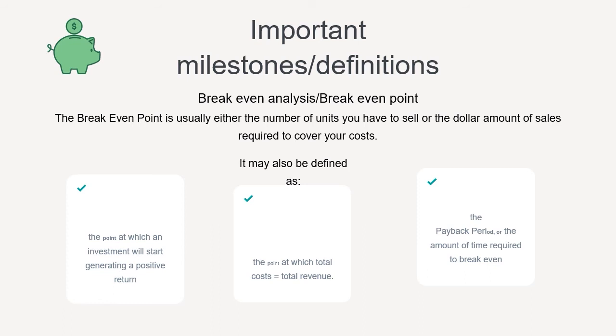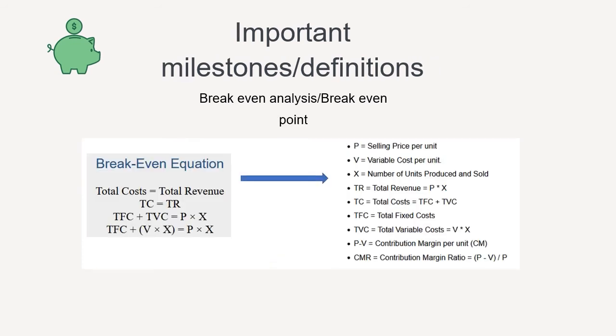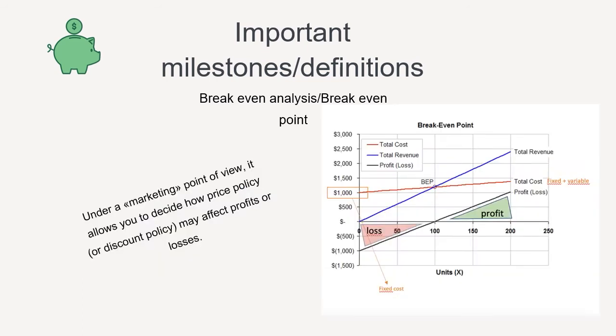The formula used to calculate a break-even point, BEP, is based on the linear cost-volume-profit, CVP, model. All the different types of break-even analysis are based on the following basic equation. The chart shows the break-even point, BEP, as the intersection between the total revenue and total cost when plotted with the number of units on the x-axis.